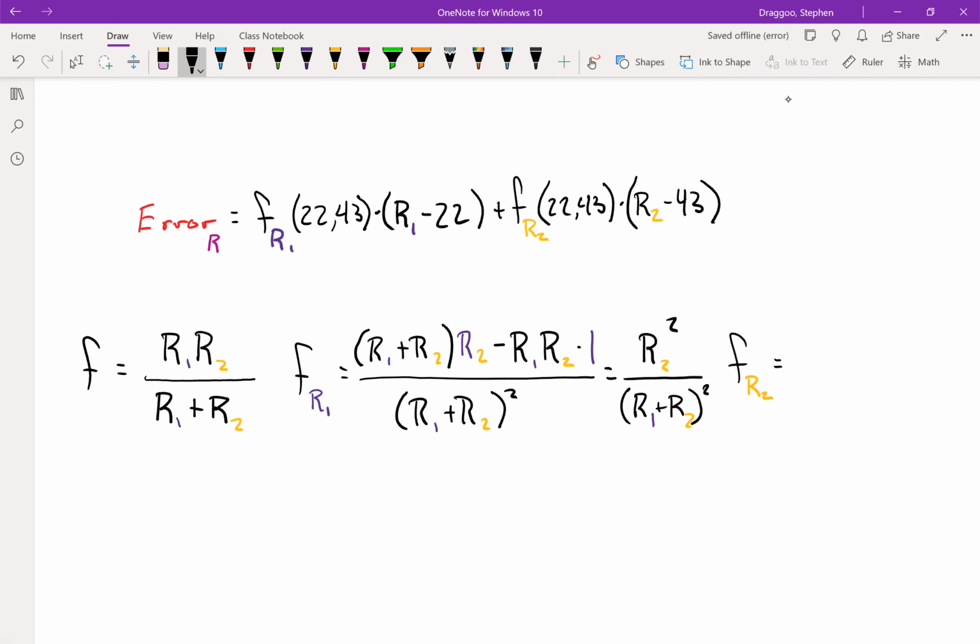And now, if we were to then do that derivative again, but this time with respect to R2, and since those variables are pretty much swappable, we're going to get the same derivative second time through, just with an R1 squared on top instead of an R2 squared on top. So R1 squared divided by R1 plus R2, squared.